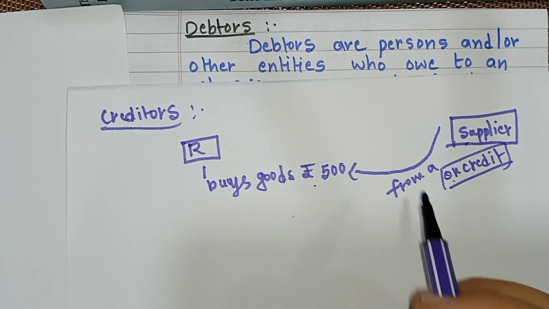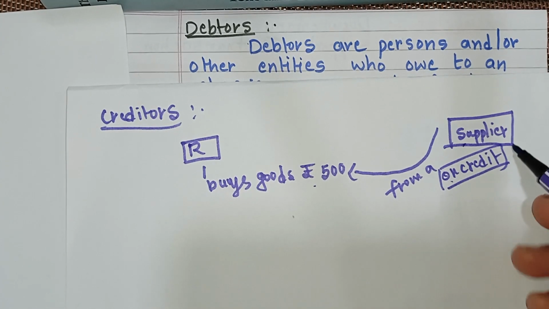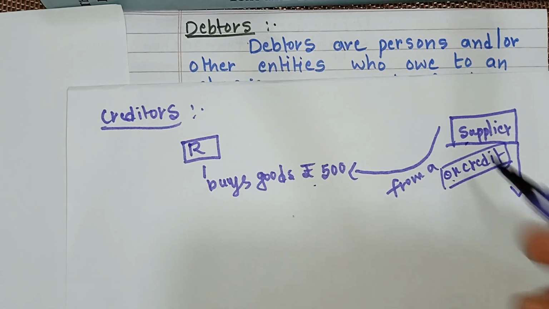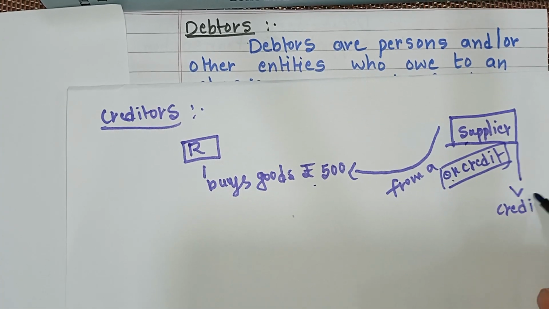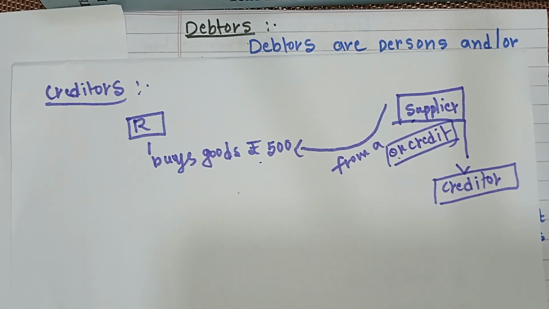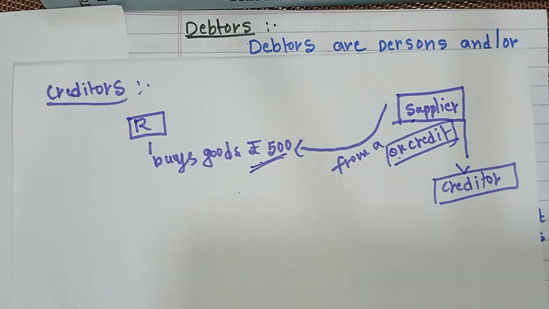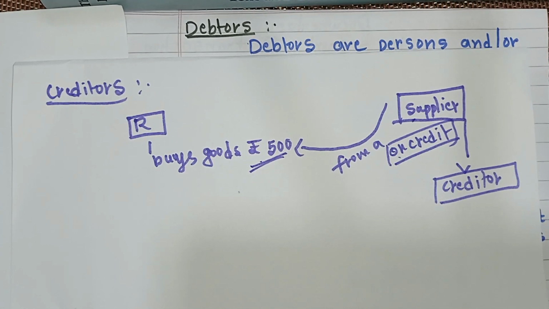In this case, who is the creditor? The supplier is your creditor, because your business owes them rupees 500, which you will pay back at a later date. This is the meaning of creditor. I hope this point is also clear to you all.